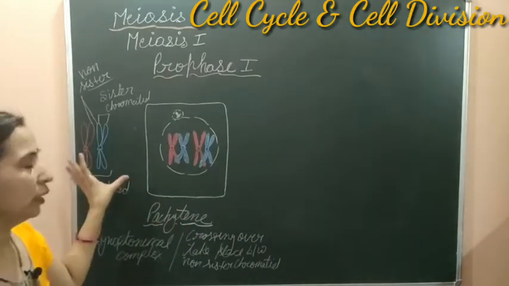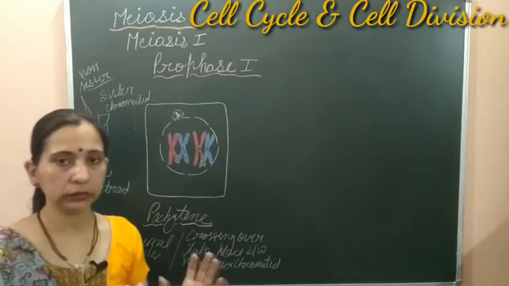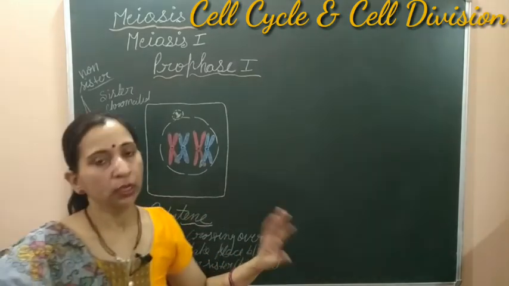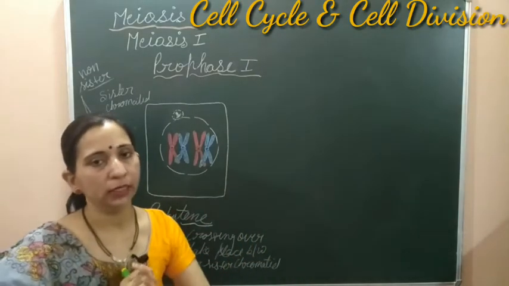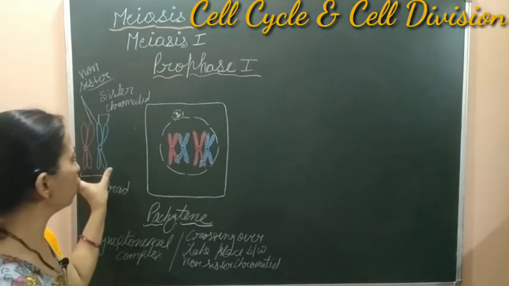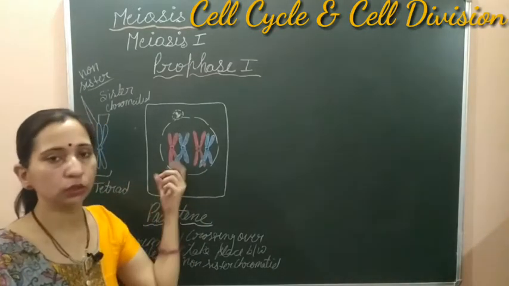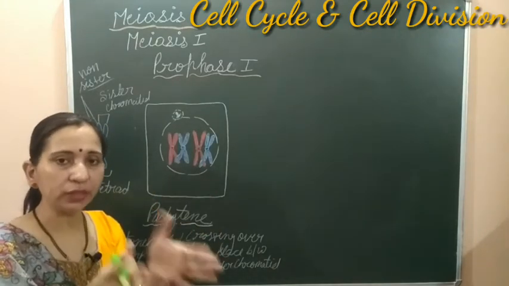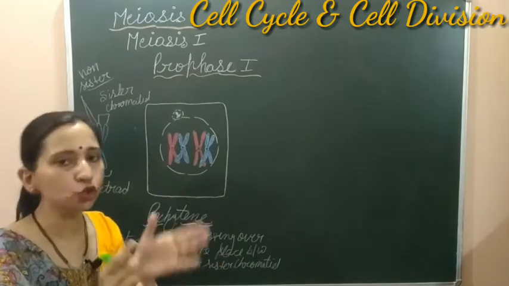So up to now, in the zygotene, we have seen this much. Now let's start with the next stage, that is the pachytene stage. So what happens in the pachytene? Let's see. These two homologous chromosomes come closer to each other. In between they have the synaptonemal complex. They are joined with the synaptonemal complex and they remain together.